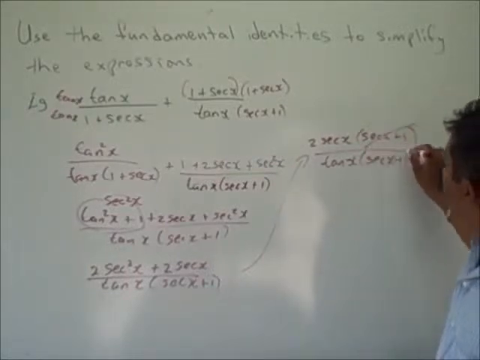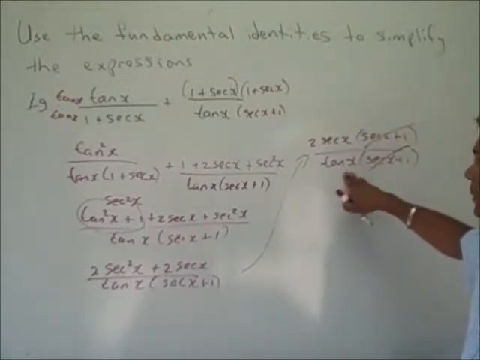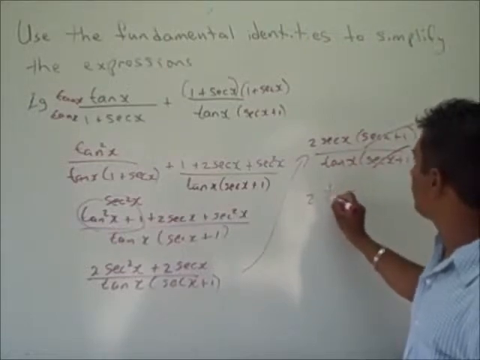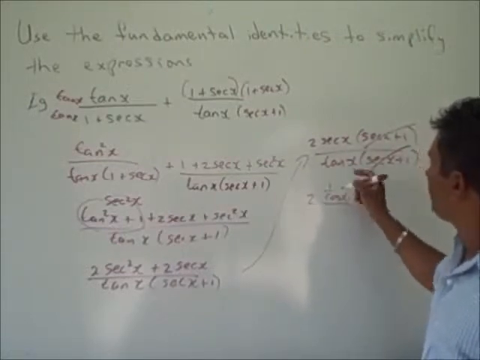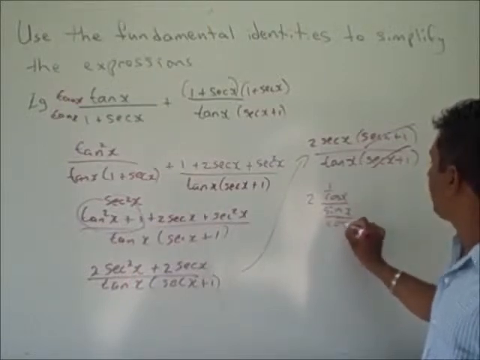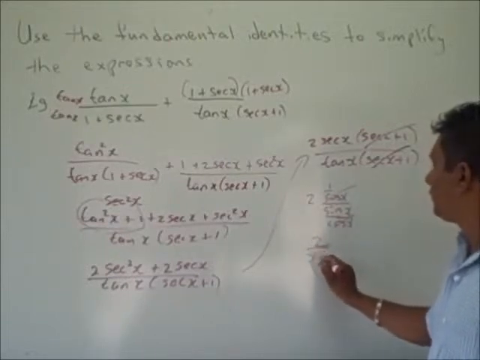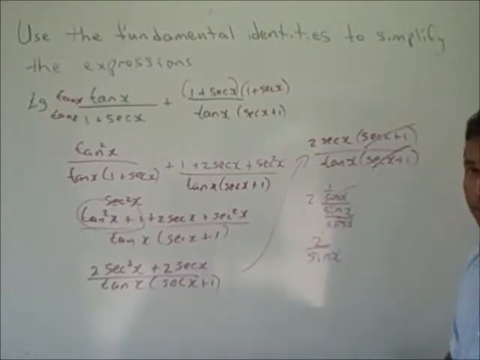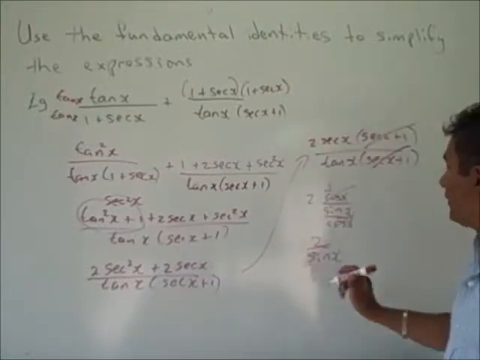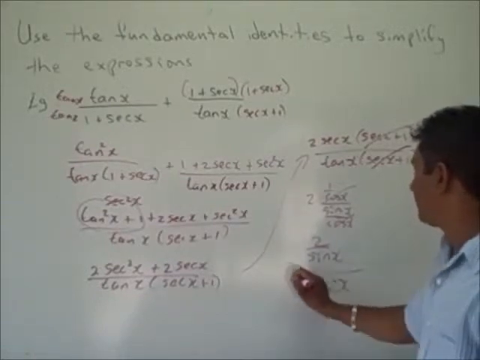From this we can see that this will cancel with this, leaving us with 2 secant x over tan x. We know secant x is 1 over cosine x, and we know tan x is sine x over cosine x. So the cosines cancel, and this becomes 2 over sine x. We know the reciprocal of sine is cosecant, so all of this simplifies to give us 2 cosecant x.